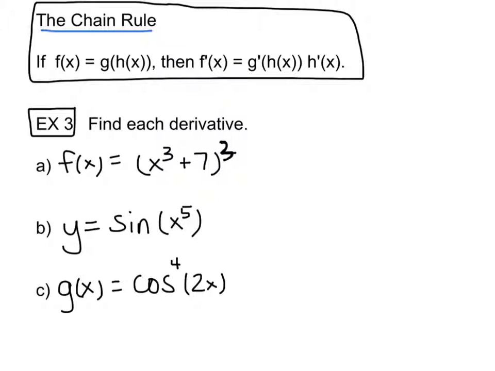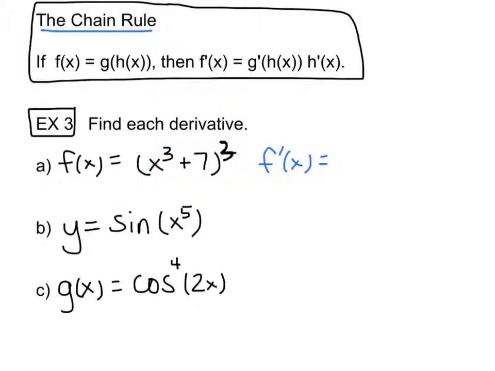Okay, so let's go ahead and do some more examples with slightly different twists on them. So in part A, we're going to find the derivative. This is a chain rule problem. It has a function inside of a function. So we're going to have f prime of x. Remember, we're looking for our outside function first. So what I see is something cubed. That's my outside function. So I'm going to bring my 3 out front, drop my 3 by 1 power, just like if I was doing the derivative of a plain old x cubed.